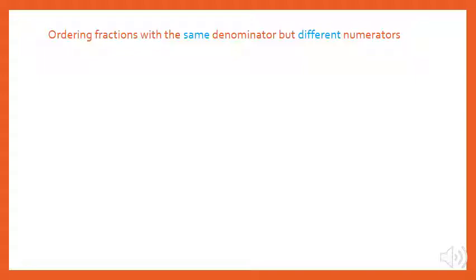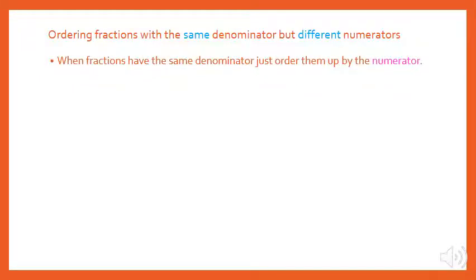Order the fractions with the same denominator but different numerators. Let's see an example. When fractions have the same denominator, just order them by the numerator. Let's see. Put fractions in order. You have here 7/10, 4/10, and 8/10.